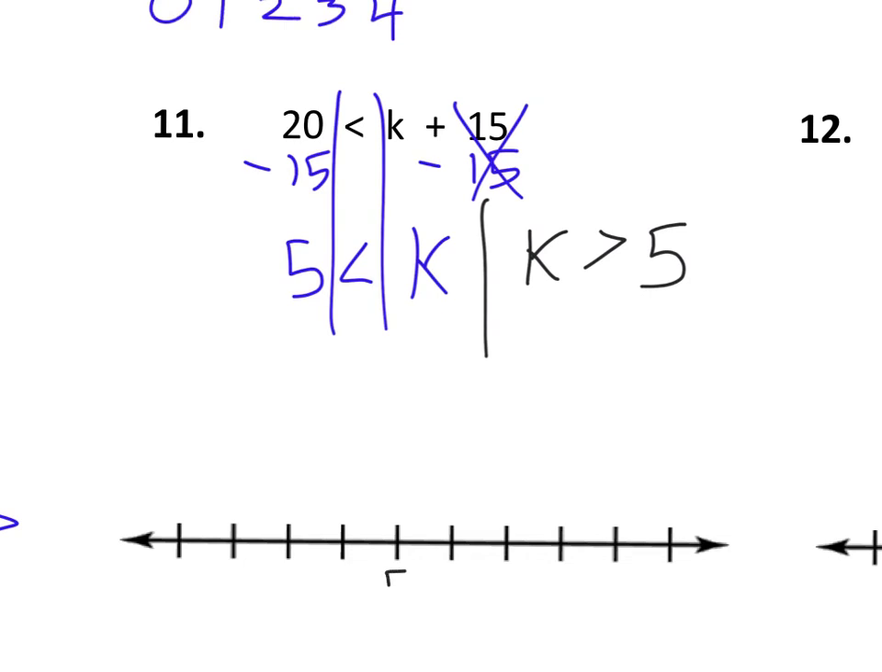Now we're going to graph it. So let's put 5 there. It's an open circle, and my arrow is moving to the right. So 5, 6, 7, 8, and so on and so forth.